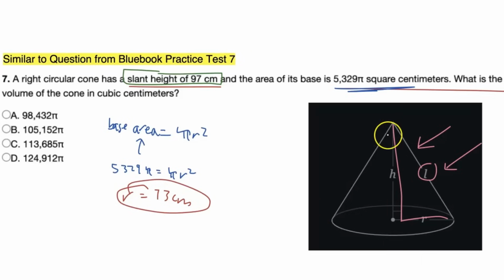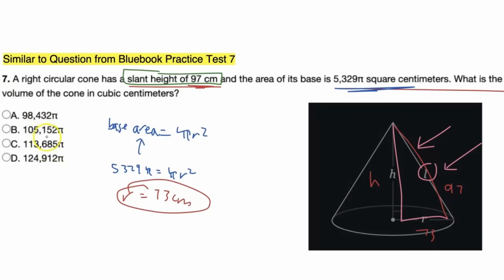All right, so now we can actually utilize this right triangle relationship. So we know the radius, right? Our radius here is 73. Our height is unknown, so that's what we're trying to solve for. And we know our slant height is given as 97, and we referred to the slant height as this L right here. So that is 97. So now we can use the Pythagorean theorem, a squared plus b squared equals c squared.